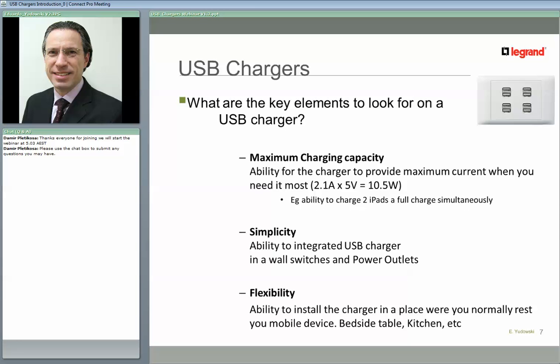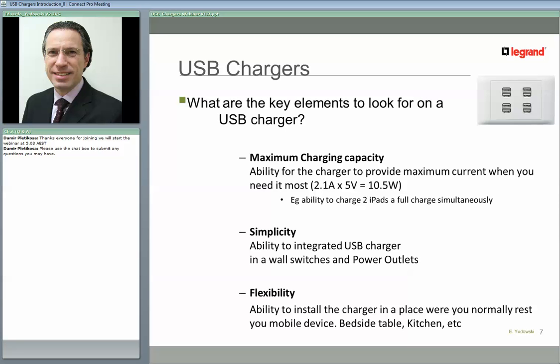Now, what are the key elements to look for in a USB charger? Well, the basic things such as the maximum charging capacity, or the ability for the charger to provide maximum current when you need it most. The standard today is 2.1 amp per socket, which allows you to charge an iPad at full rate.